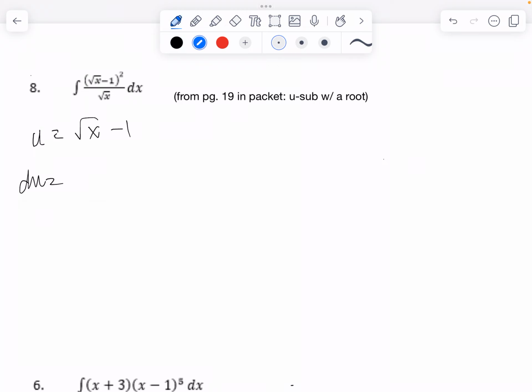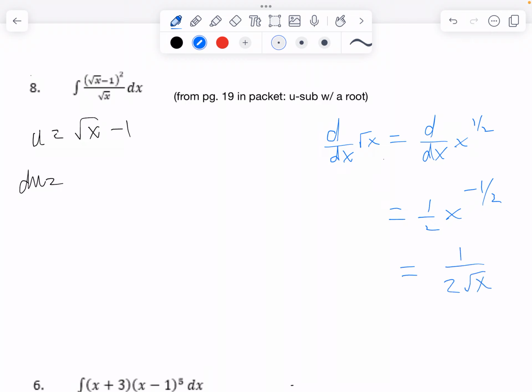When you do the derivative of root x, you might be doing this: the derivative of x to the 1/2, and then that means it's going to be 1/2 x to the negative 1/2, and then you might do a rewrite, so you get 1 over 2 root x. And that's great. That's exactly what I want you to do.